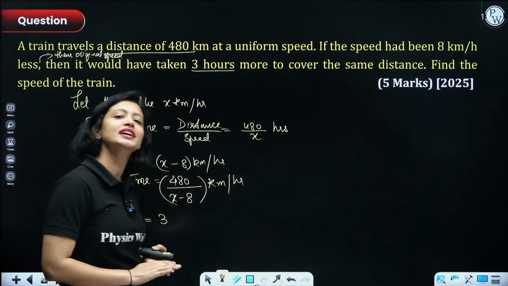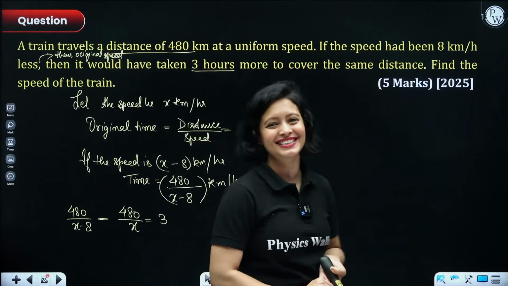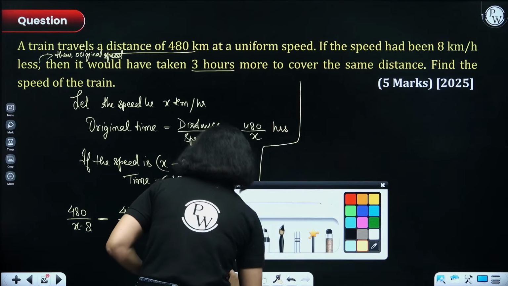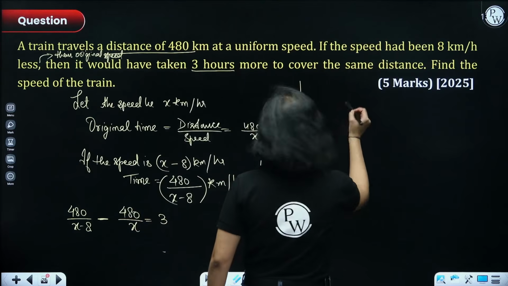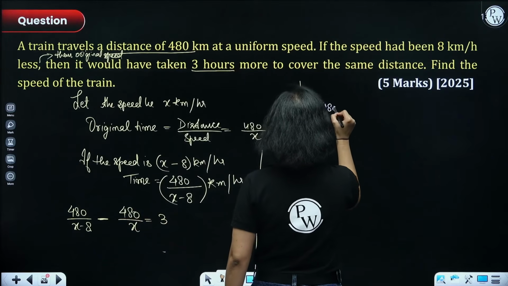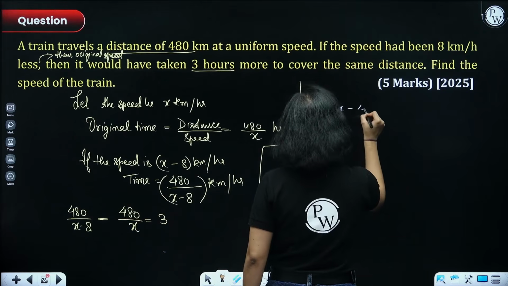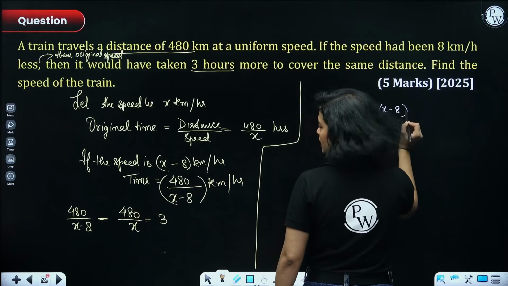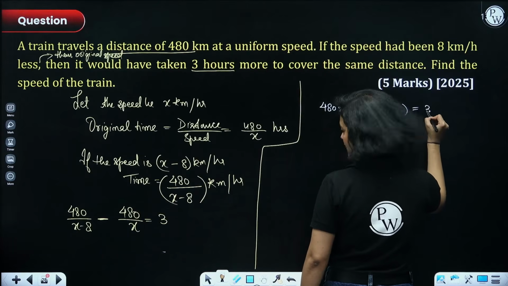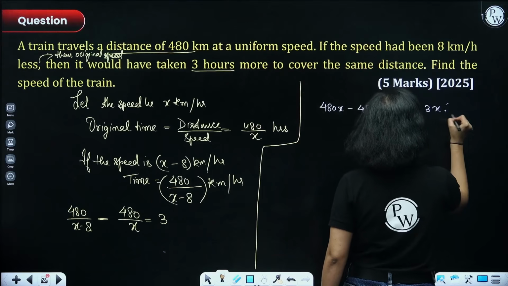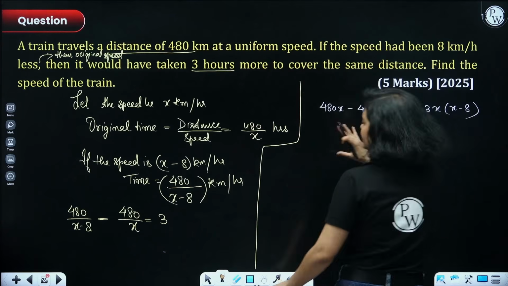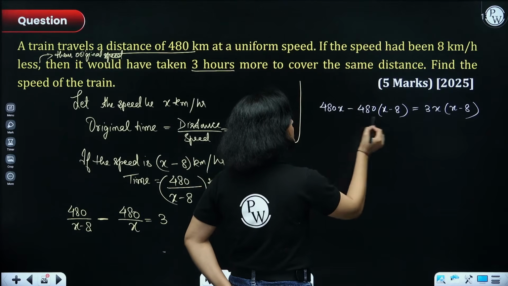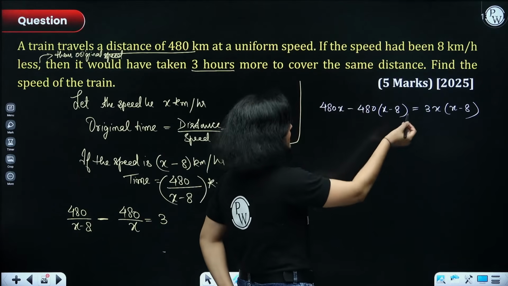We just need to convert it into a quadratic equation. ठीक है? चलिए, so let's do that, everyone. Okay, so we'll have 480x minus 480 into x minus 8 is equals to 3x into x minus 8, right? Okay, so I've simply simplified it, everyone. 480x minus 480x gone. The only thing remaining would be negative 480 into minus 8. So that would be what?